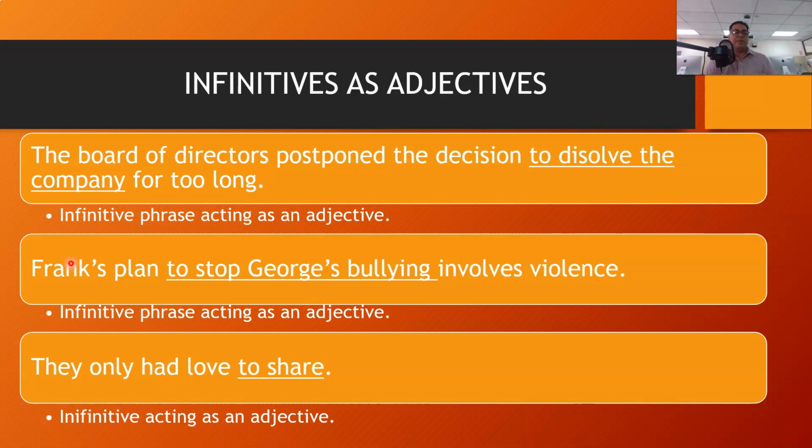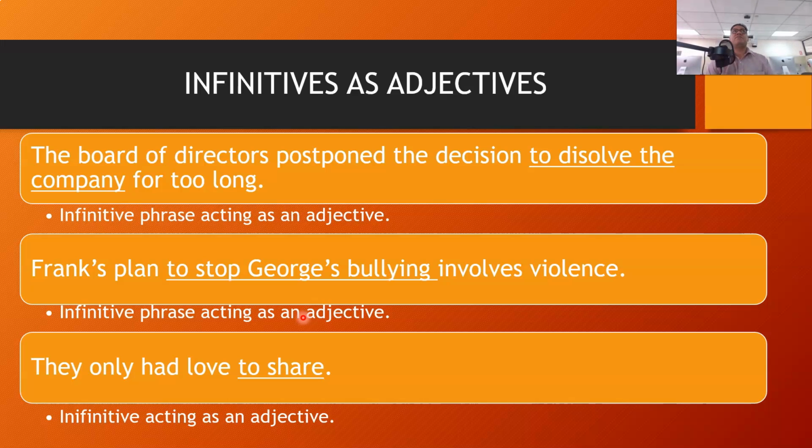The other example, they only had love to share. To share is also an infinitive. As you can see, this is not an infinitive phrase, but only an infinitive, and it is acting as an adjective because it tells me something about the love that they had. They only had love to share. They had nothing else but love to share. Not love to forget, not love to admit, no, love to share.